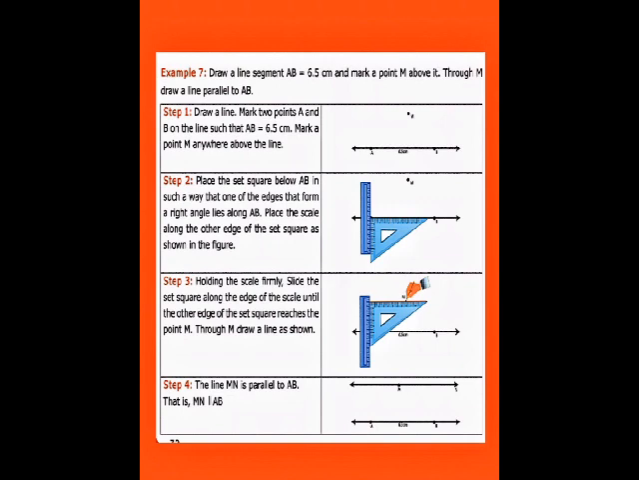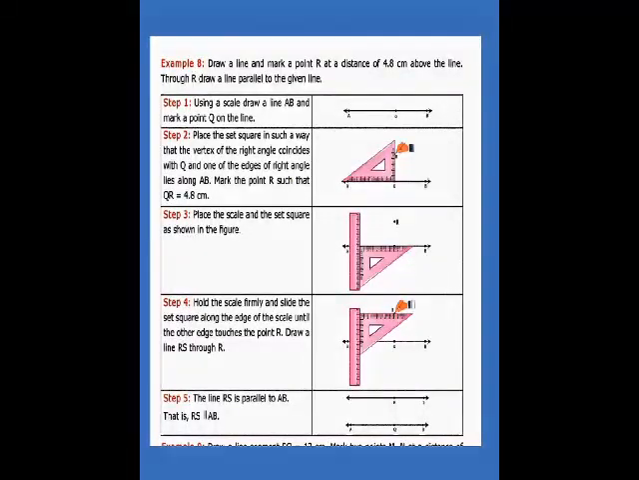Example 8. Draw a line and mark a point R at a distance of 4.8 cm above the line, and draw the line through R parallel to the given line. Here the given question says the distance between the two lines should be 4.8 cm. In the earlier example there was no specified distance between the parallel lines, but here the distance between the two lines should be 4.8 cm.